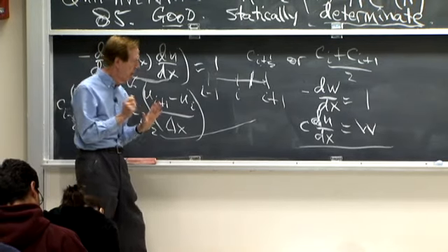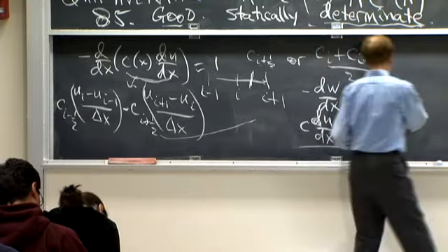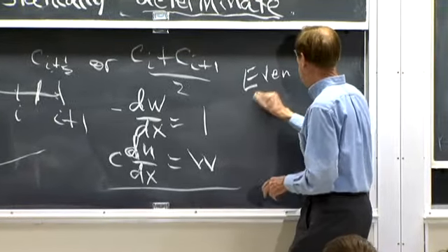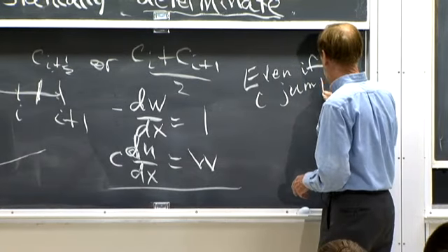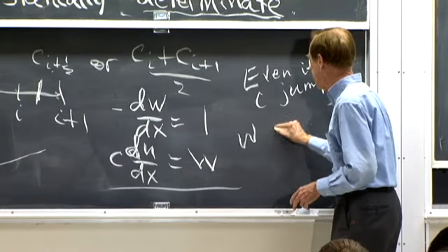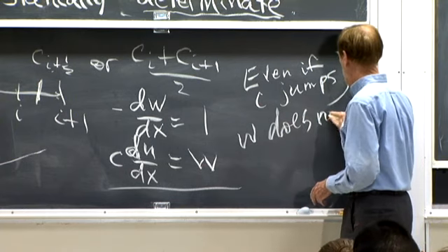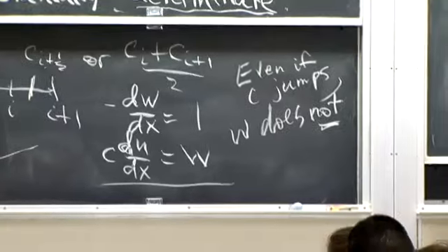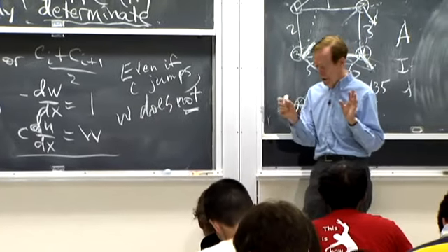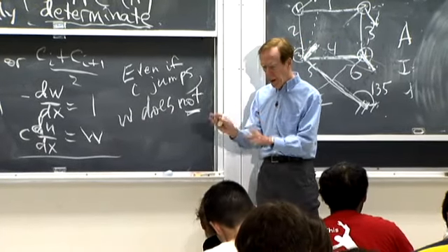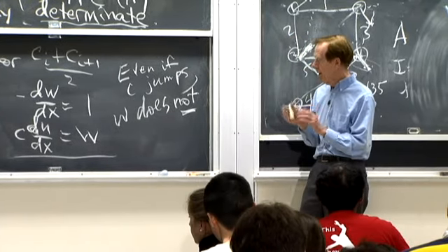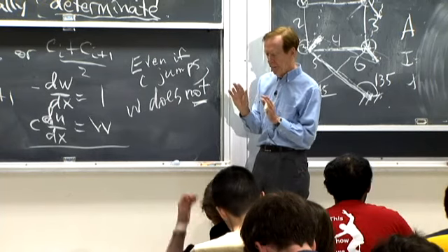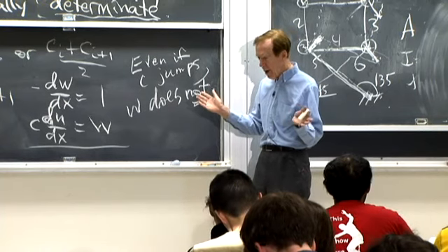That's the message, so let me write that down. Even if C jumps, w does not jump. So my point is, when you're looking at w, you're looking at the right quantity, and it deals. This is a general feature that if you look at it right, it's not a problem.